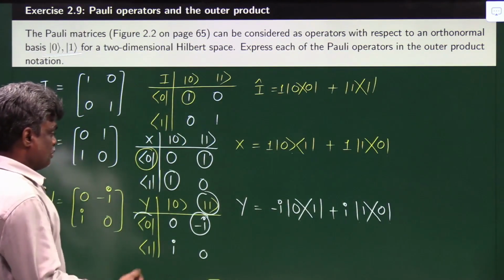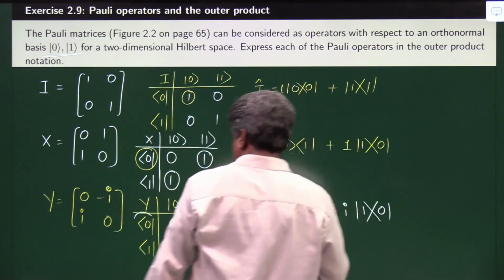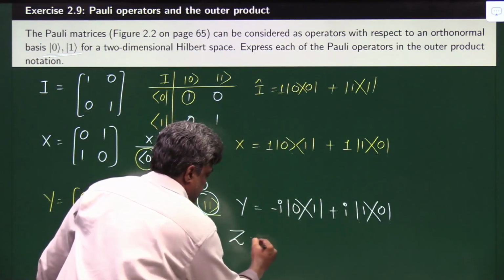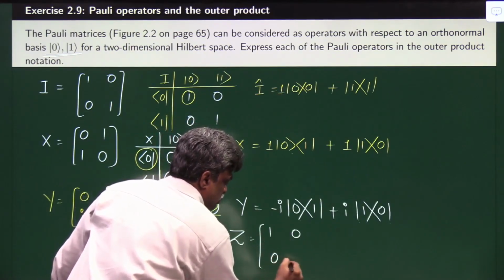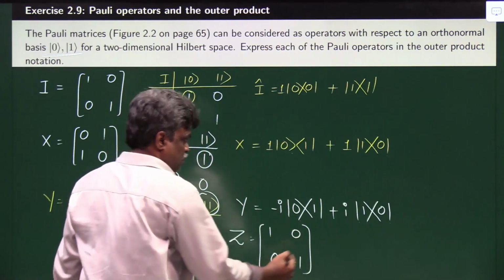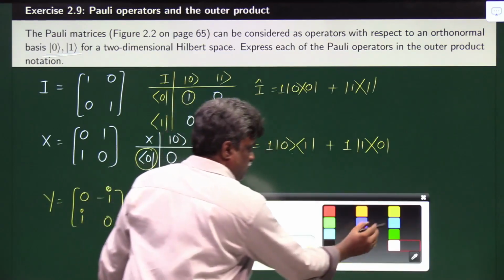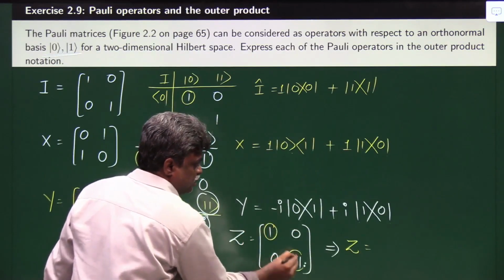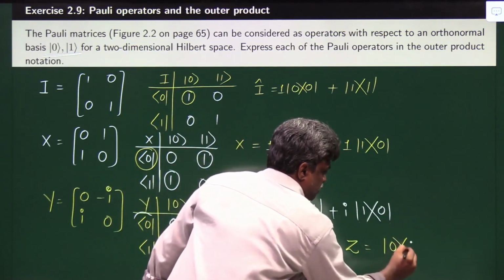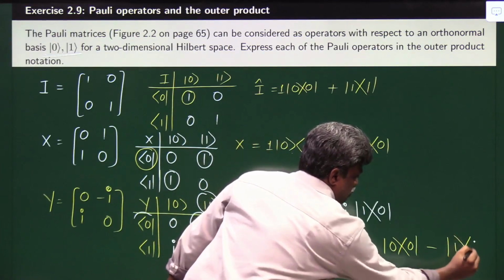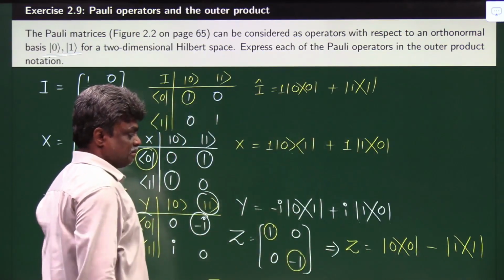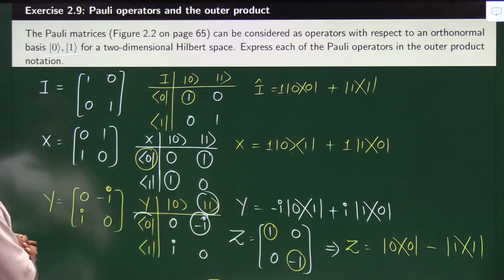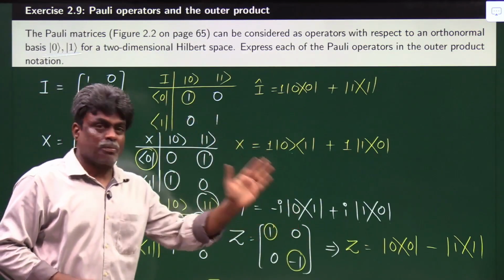That's it. So if you take Z, similarly you please try this. Z is equal to 1 0 0 minus 1. I request you please try this. You will get this in the outer product form. Here is a 1, here is a minus 1, because it's a diagonal matrix. You please try this. And this is one way of writing operators in outer product form.